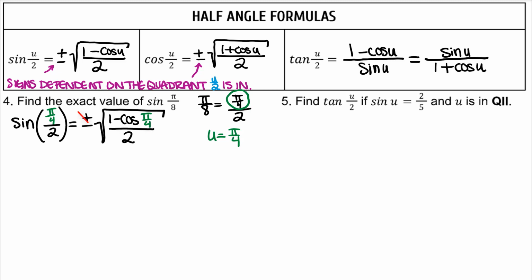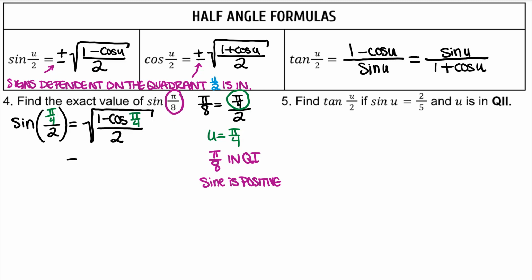Oh wait, the answer is not plus or minus, it's only one of those. So let's figure out the sign by locating the quadrant that pi over 8 is in. You're looking at the quadrant of u over 2, not the quadrant of u. Pi over 8 is in quadrant 1, where sine and everything else is positive. So that's equal to positive root 1 minus cosine of pi fourths over 2.